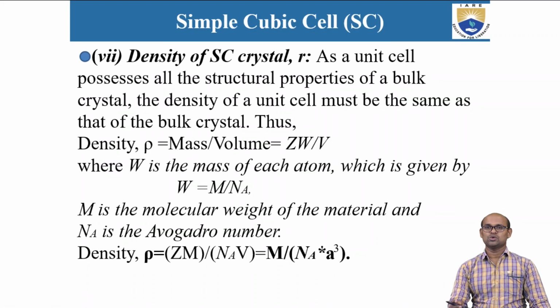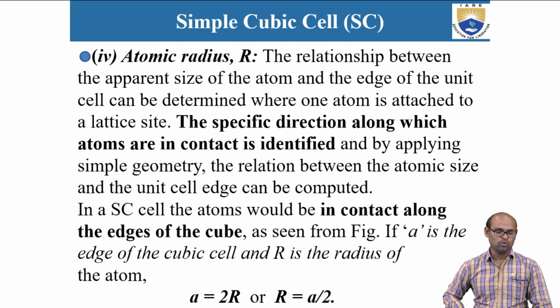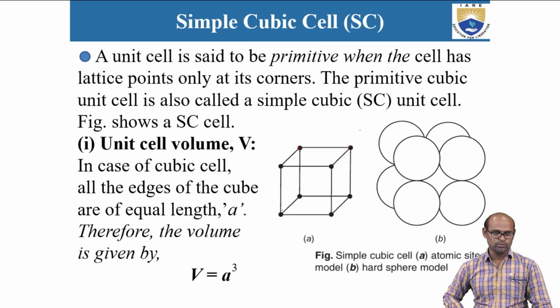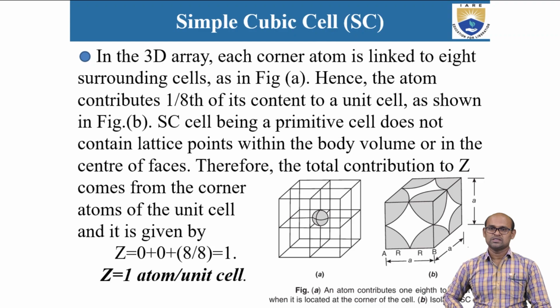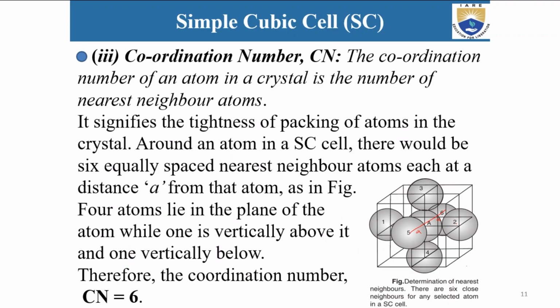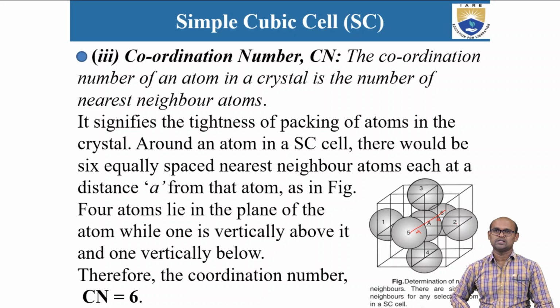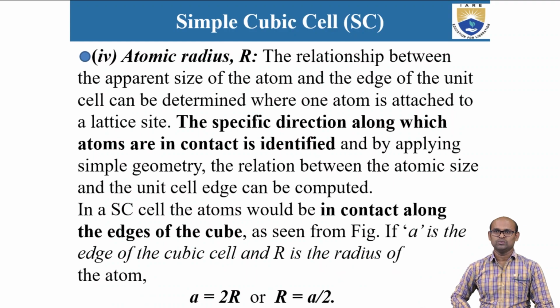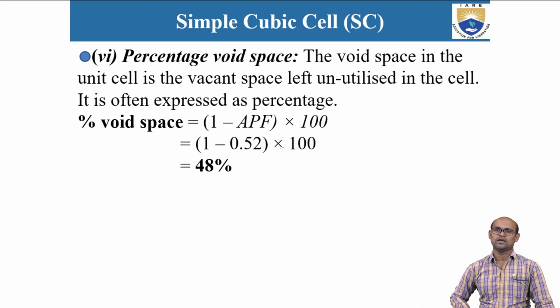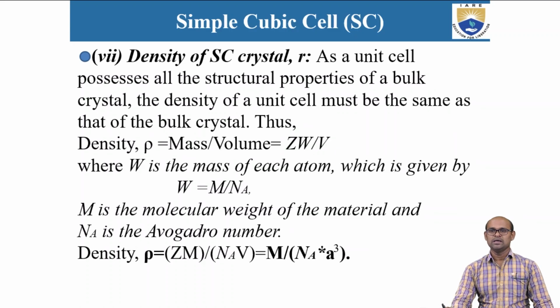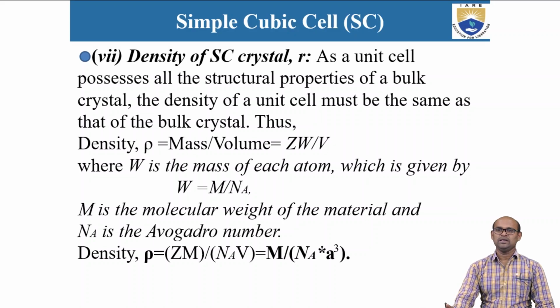So we have discussed different parameters, starting with the volume of a simple cubic unit cell, which is a cube. Then the effective number of atoms per unit cell, which is 1. Then the coordination number, that is the number of nearest neighbors, which we found is 6. The atomic radius is a by 2. The atomic packing fraction is 0.52, so 52% of the space is occupied and 48% is unoccupied, or void space. And the density of the simple cubic unit cell is given by M, the molecular weight of the material, divided by the Avogadro number into the volume of the unit cell.